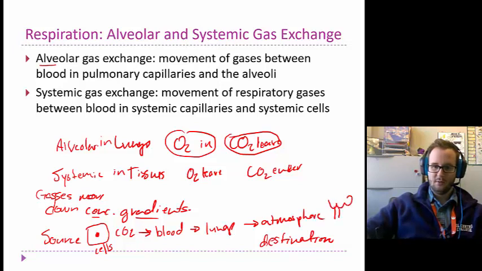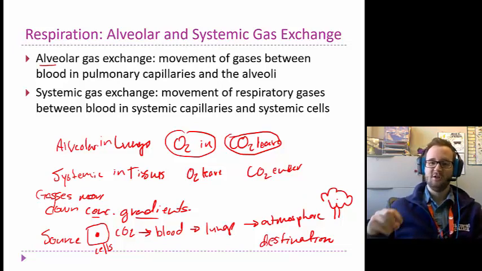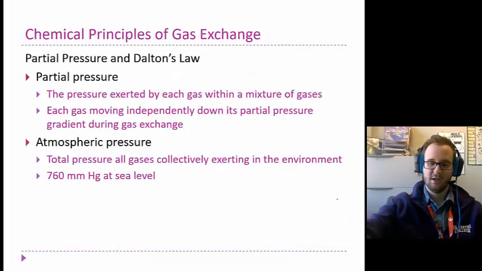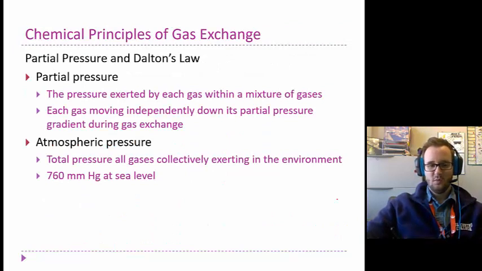So those trees can use the CO2 to help convert light energy into stored energy. It's going to be this same thing going back and forth. So it's always important to remember where the source of this gas is, and that will give you the idea for its pressure gradient, so where it's going to go. Within a gas, there's something called a total pressure and a partial pressure, and we're going to use Dalton's law to try to understand this.